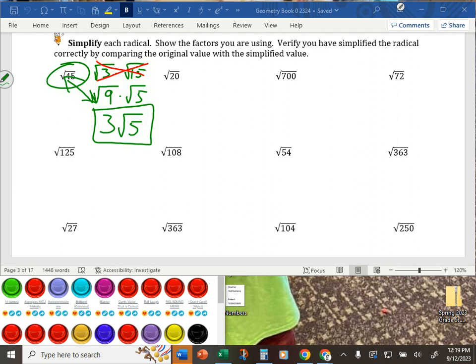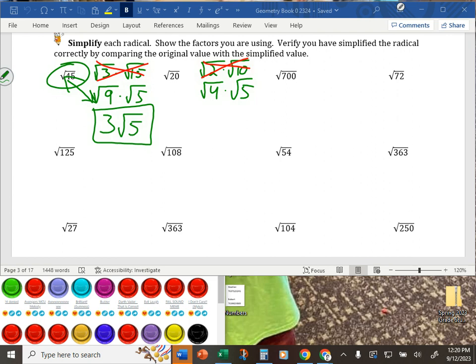Root of 20. We've got some options. We can take the root of 2 times the root of 10, the root of 4 times the root of 5. Which one's got the perfect square? 4 and 5. Right? The 2 and the 10 are not helpful. Neither of those are perfect squares. We can't simplify either of them.